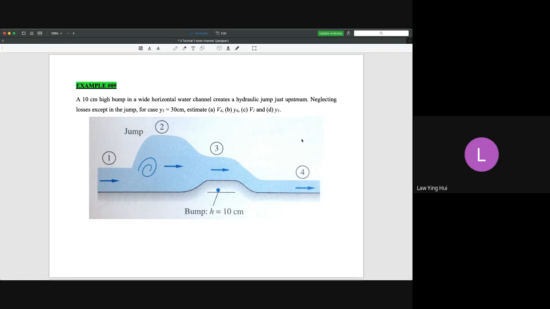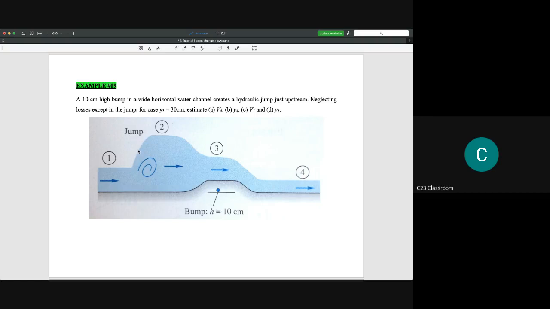For point positions 3 and 4, because the flow has already passed through the hydraulic jump, points 2, 3, and 4 will have the same energy, but it is less than the energy at 1. This means that the energy loss is not included for 3 and 4.